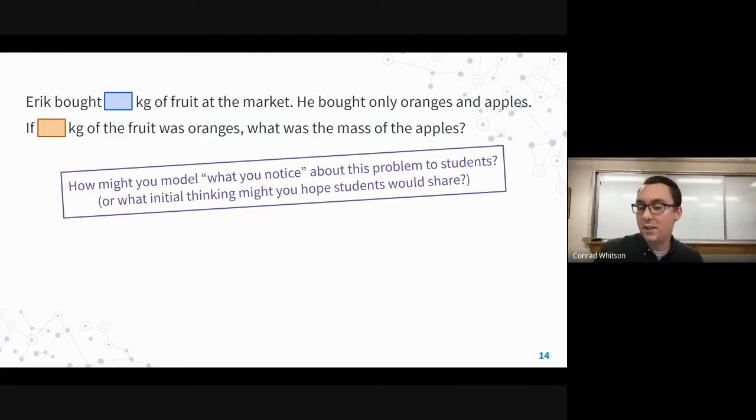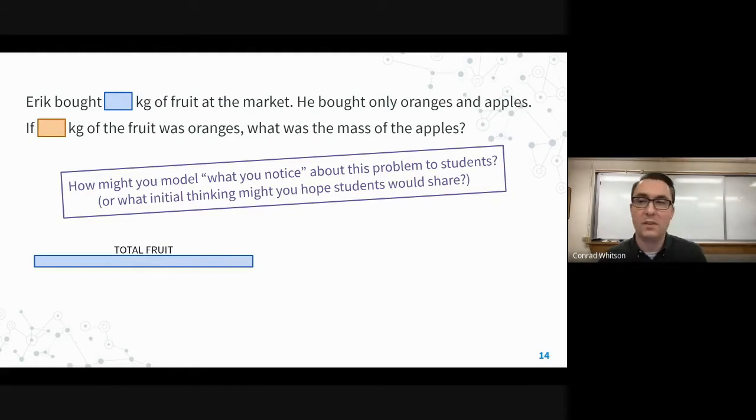Again, benchmarks around kilograms, very cool. So thinking about those parts and hoping as a teacher we would get to talking about, I noticed that there's a whole and there's a part and then we're finding a part, right? I might have some sort of a bar model ready, or I might sketch it up as we shared our thinking. I might say, before I even look at the numbers, I might jot down a quick bar model here.